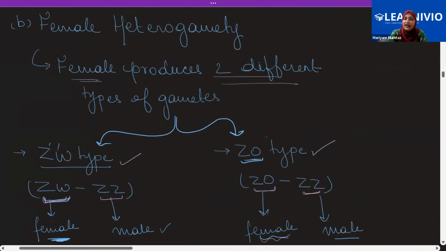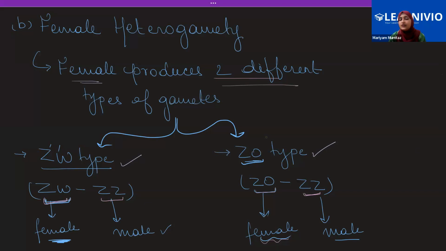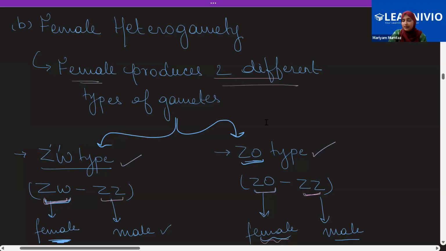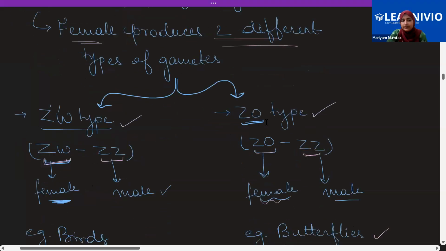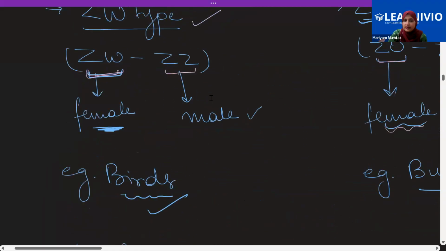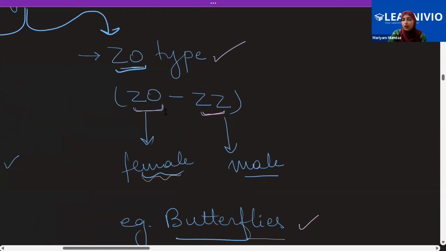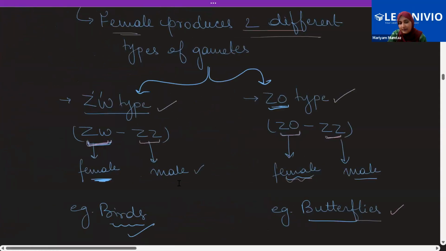Then comes the female heterogamety. Now here, the female will be responsible for the sex of the offspring and not the male. So the female will be producing two different types of gametes. Here the two mechanisms are ZW and ZO type. So ZW is the female and the ZZ is the male. And this one happens in the case of birds. Whereas in the case of butterflies, the female is ZO and the male is ZZ. In both of the cases, the female is heterogametic.